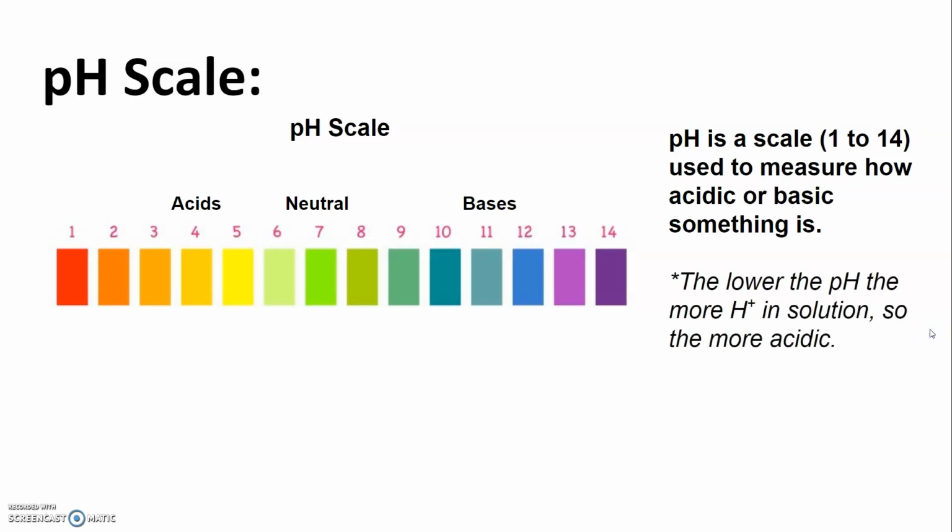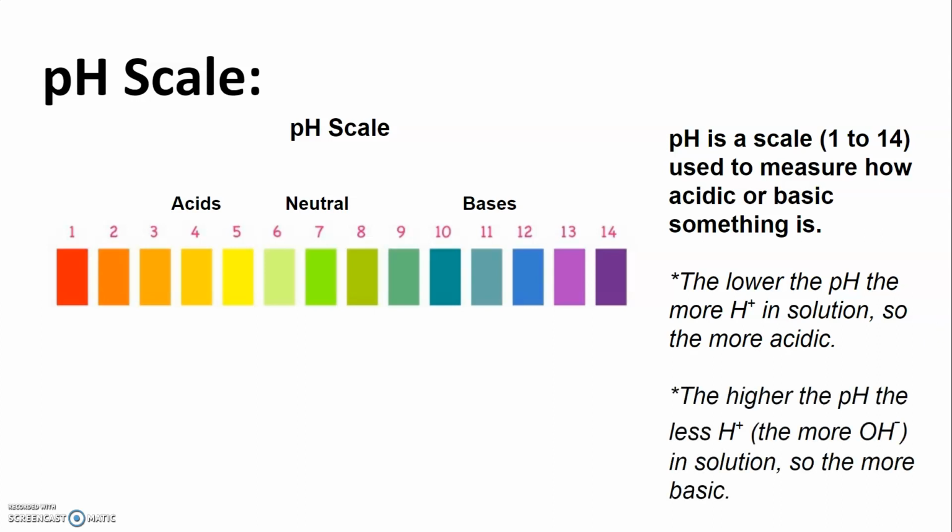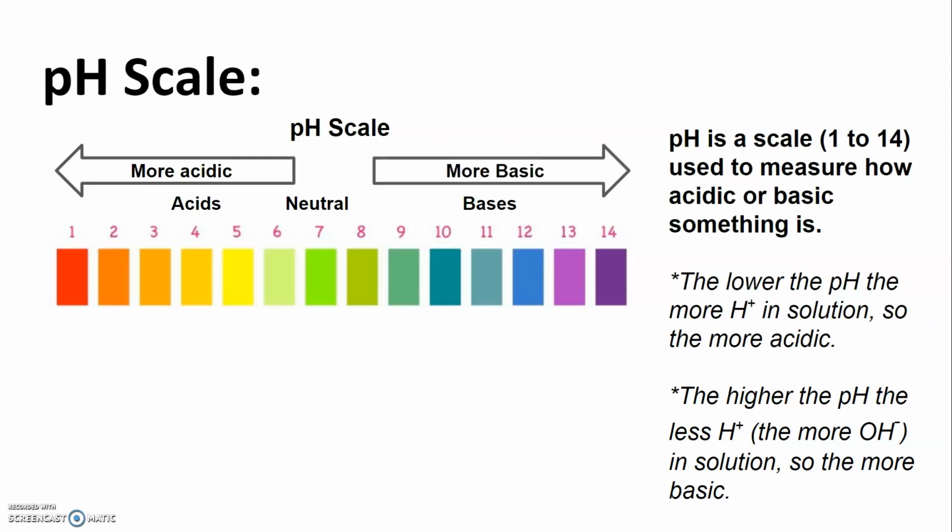The lower the pH, the more H plus in solution. And if you have more H plus, the more acidic it is. On the flip side, the higher the pH, the less H plus, and therefore that usually means the more OH minus in solution, so the more basic something is. So heading down on the pH scale, you're going to get more acidic, and heading up on the pH scale, you're going to get more basic.